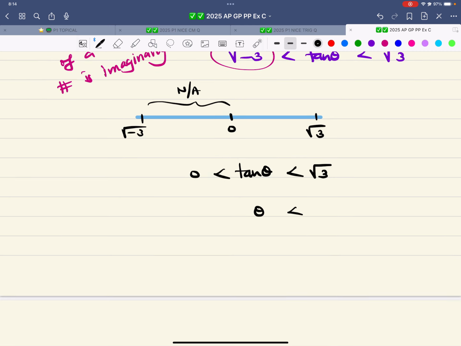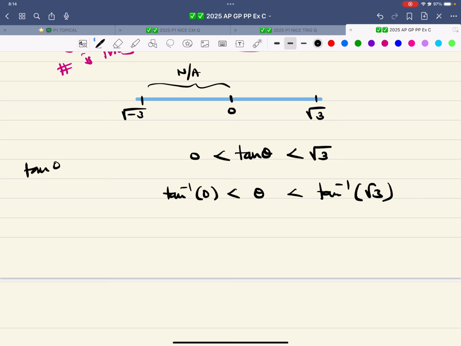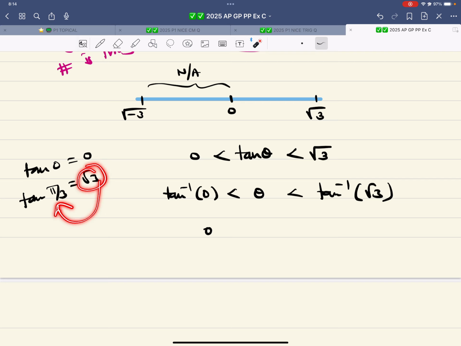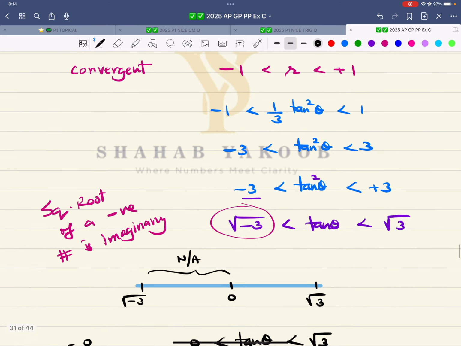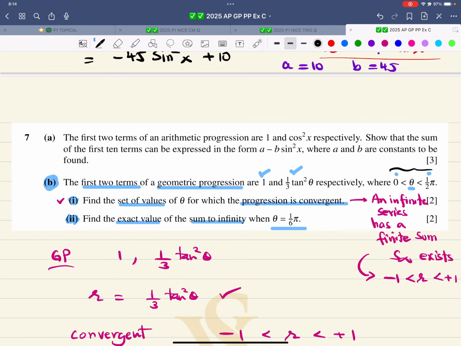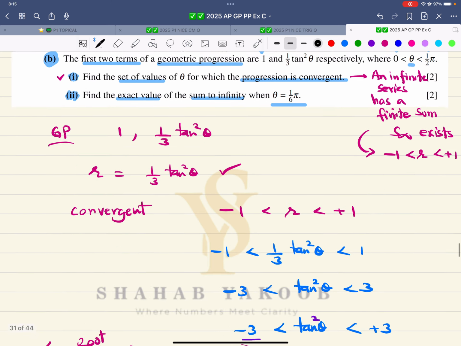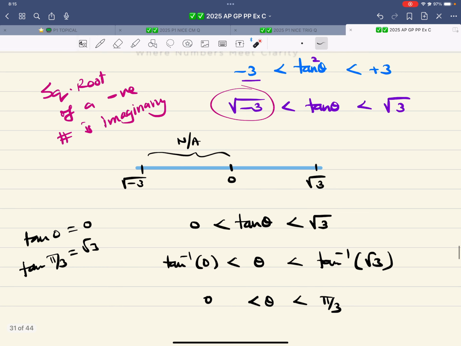Now make theta the subject, that is tangent inverse of 0 and tangent inverse of √3. We know that tangent of 0 is 0, therefore tan inverse of 0 is 0. And we also know that tangent of pi/3 is √3, therefore tan inverse of √3 will give me pi/3. So theta lies between 0 and pi/3. We are restricted by this range related to acute angles, that is the first quadrant. And that is how this question is done. This was the difficult part which you have to think about.